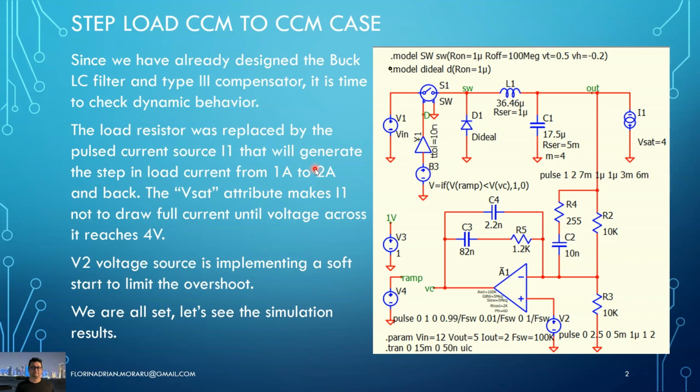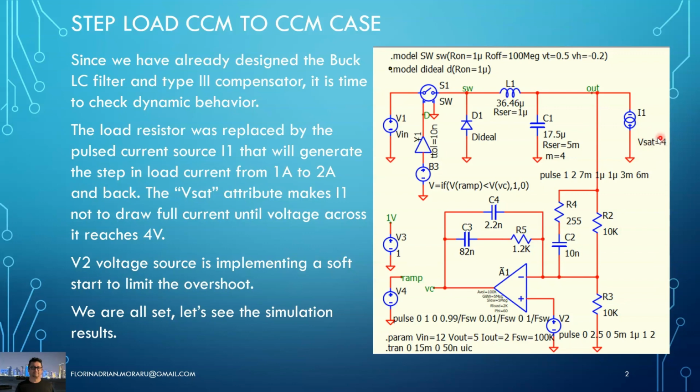what I did in the simulation file is replace the load resistor with a current source that will generate the step in the output current, or in the load current, from 1 amp to 2 amps and back with a slew rate of 1 microsecond, or 1 amp per microsecond in the end. So this change from 1 amp to 2 amps and back from 2 amps to 1 amp will happen in 1 microsecond.